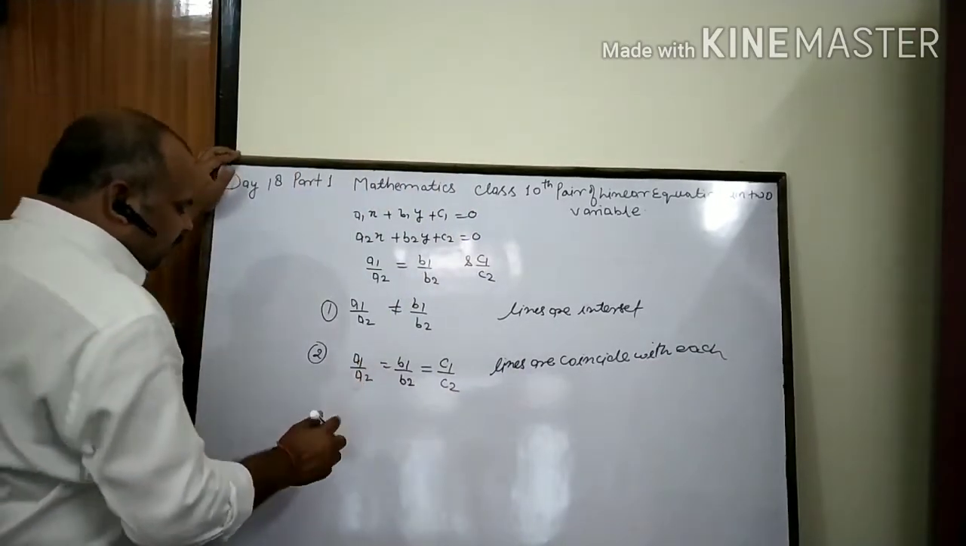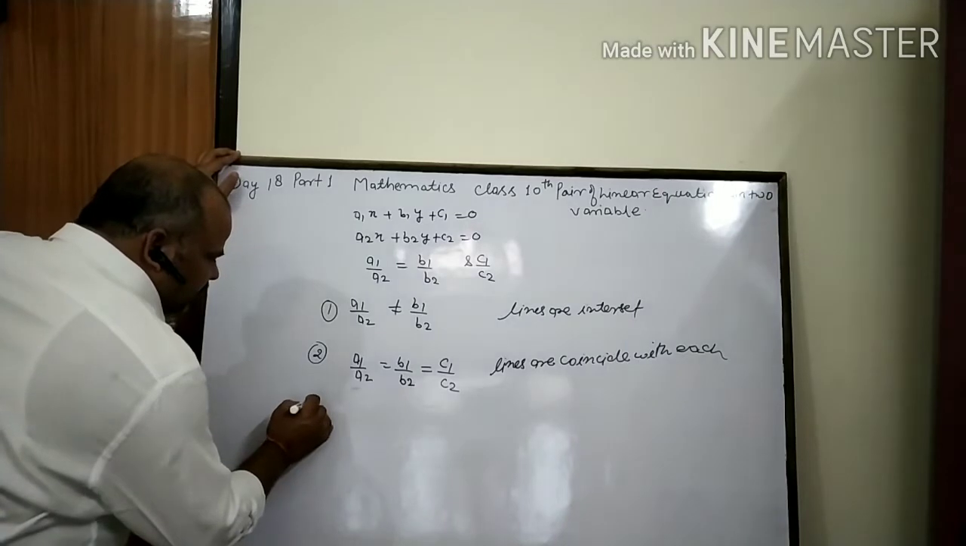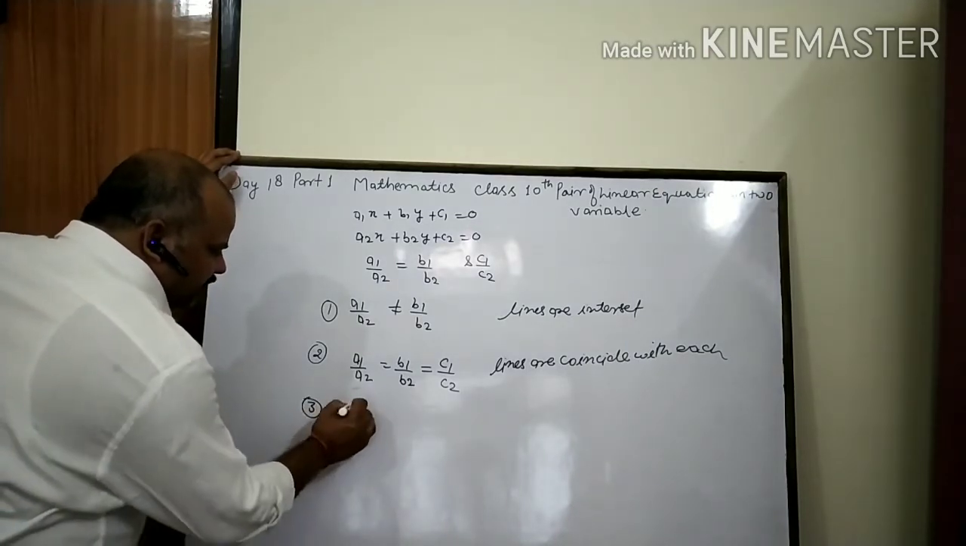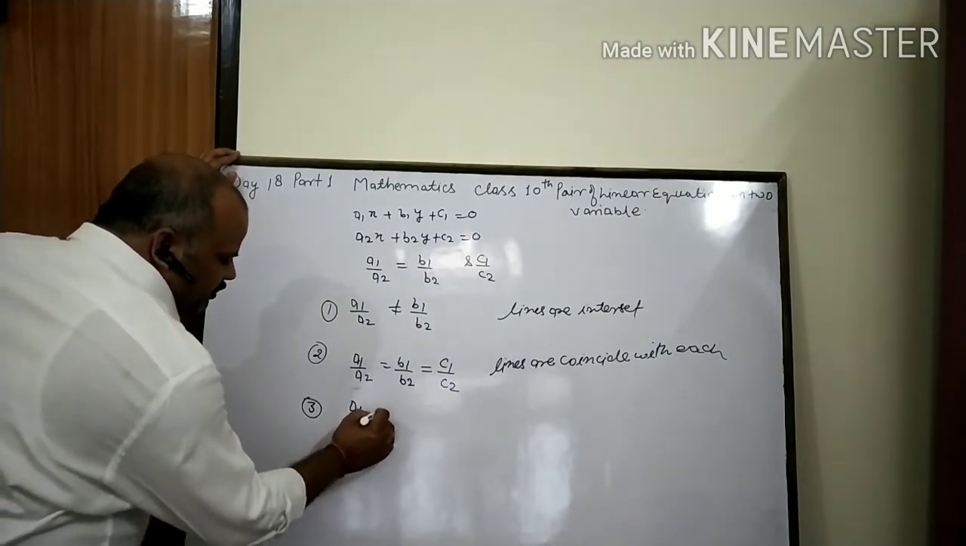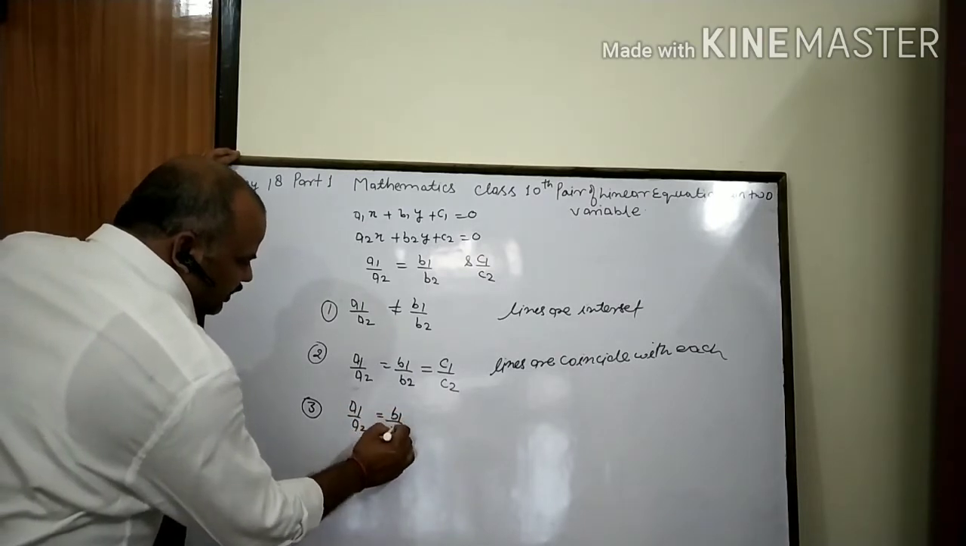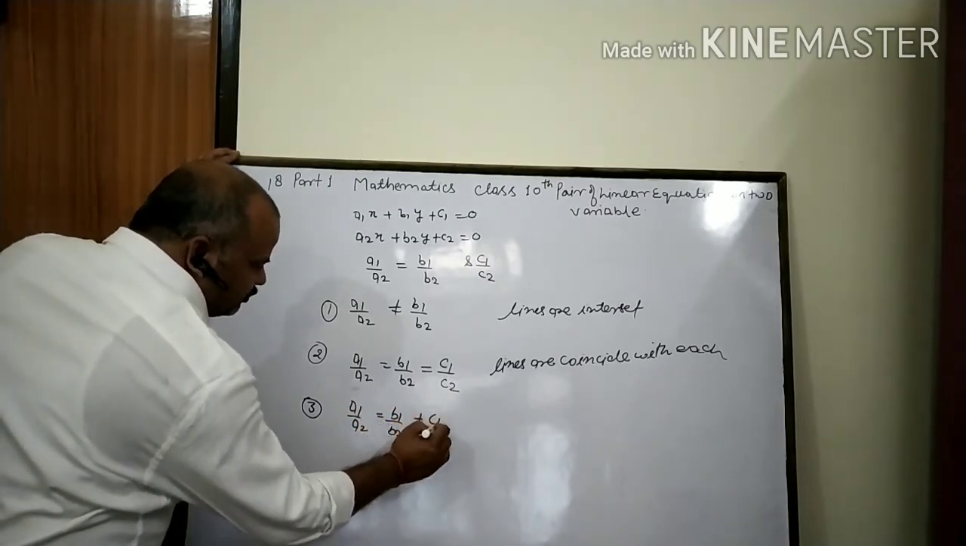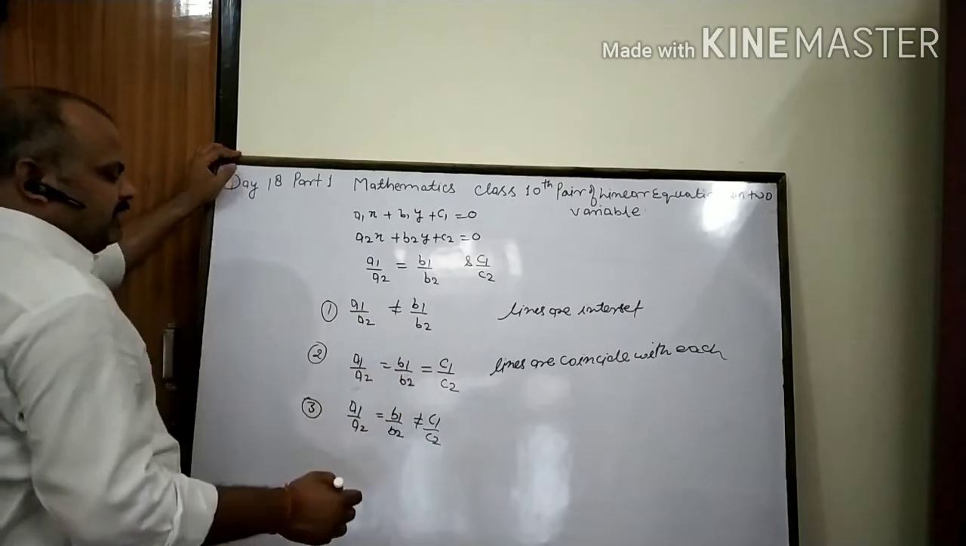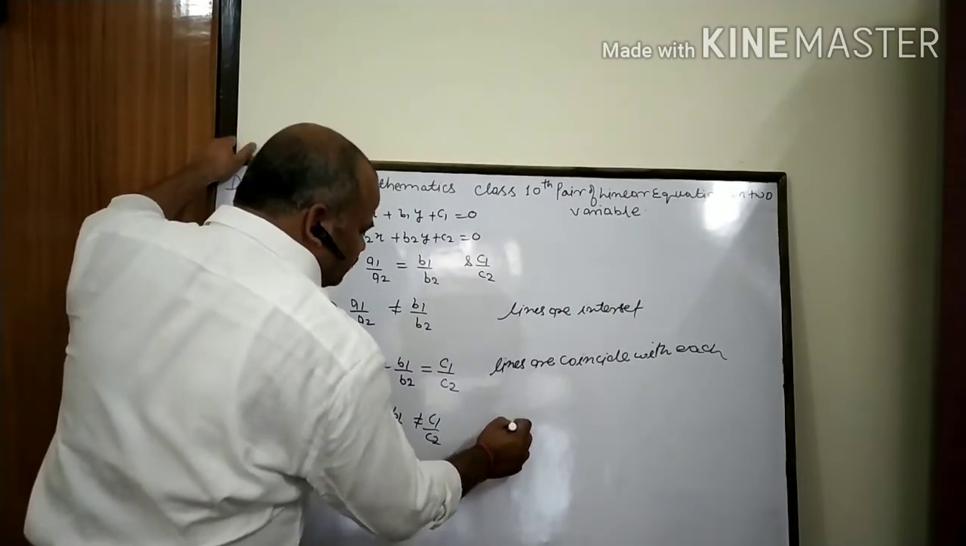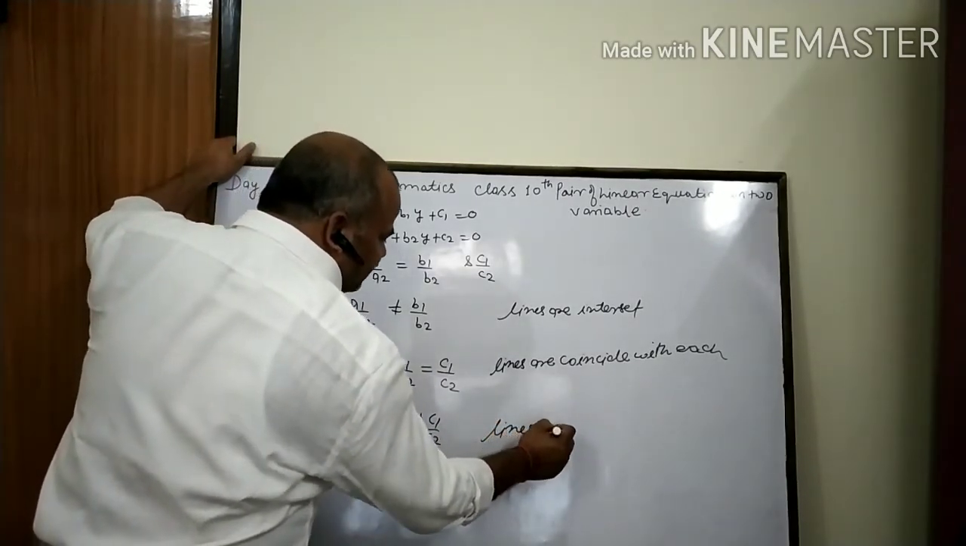Both lines cover each other perfectly. And the third case, if a1 upon a2 is equal to b1 upon b2 is not equal to c1 upon c2, in this case the lines are parallel.